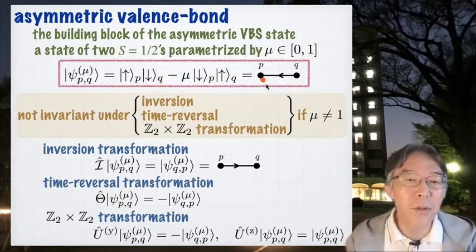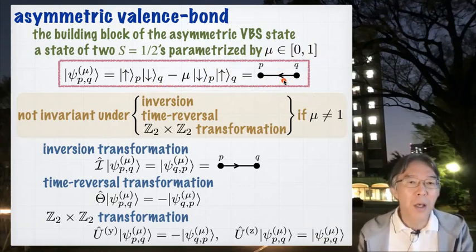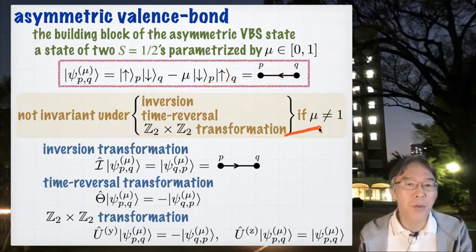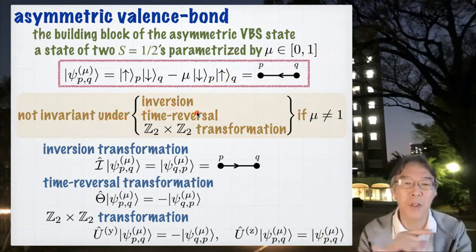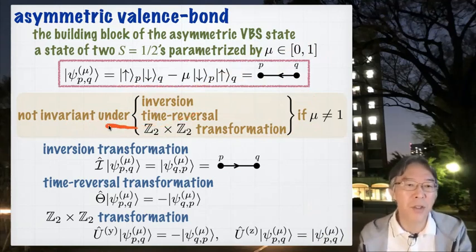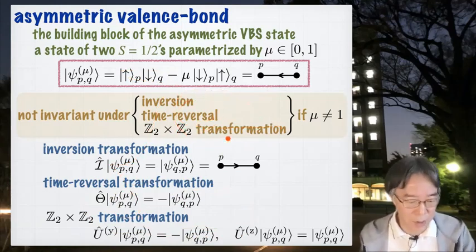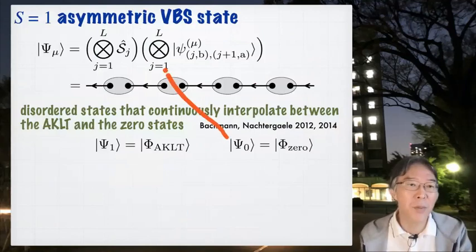So I express this state diagrammatically like this with a segment with an arrow. Okay, so when mu is not 1, this state is clearly not invariant under inversion, switching P and Q. And you also easily find that it's not invariant under time reversal or the Z2 cross Z2 transformation. I'm not going to explain details. Please take a look at our paper if you're interested. So anyway, this is a building block and it's not symmetric. It's not invariant under these 3 transformations. That's the point.